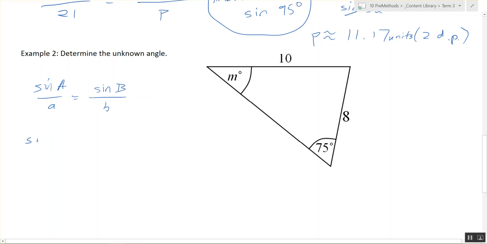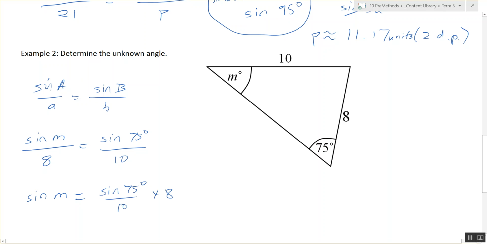I already swapped the rule. We're substituting in. Opposite of m is 8. We then multiply both sides by 8 to get rid of the 8 because we want to isolate the m. Does that make sense? Multiply by 8, and then to get rid of the sine, we do sine -1 on both sides. And that gets rid of the m.